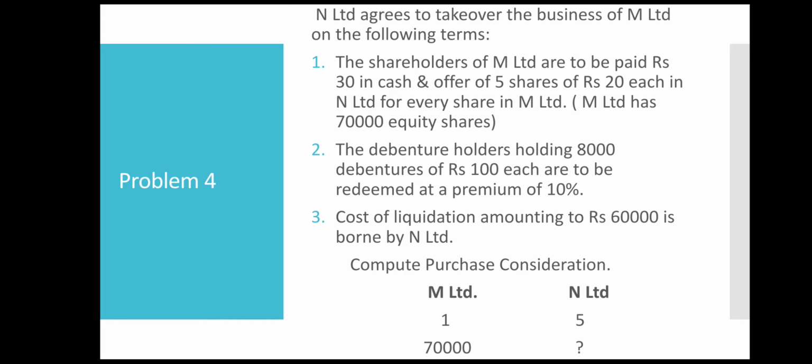because they are going to receive rupees 30 in cash and the remaining in shares. Debenture holders we are not going to consider, and the last point is to be considered because the cost is paid by N Limited, 60,000. So we will include this also while calculating purchase consideration. I hope the problem is clear. Now let us look at the solution to the problem.